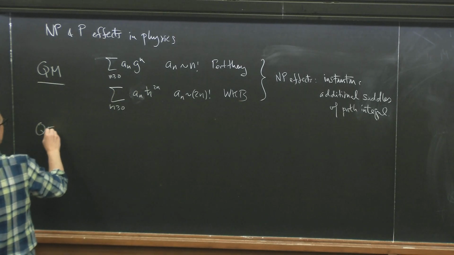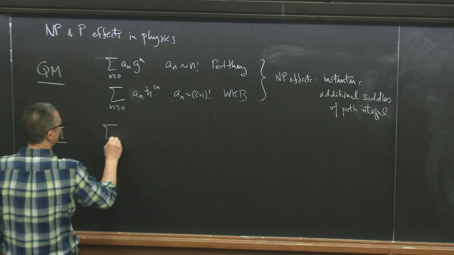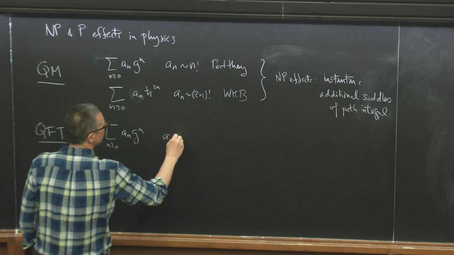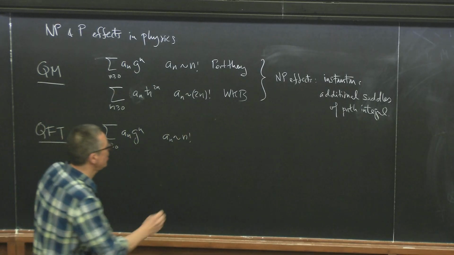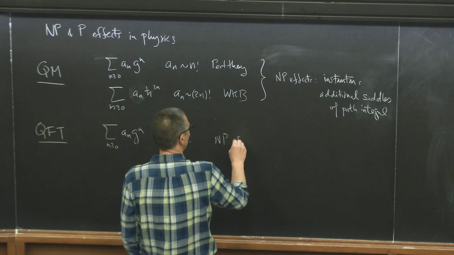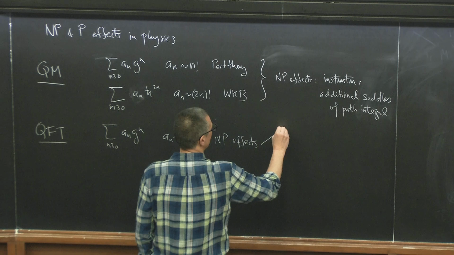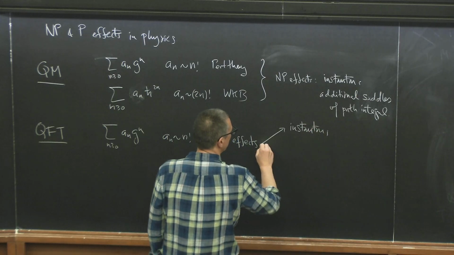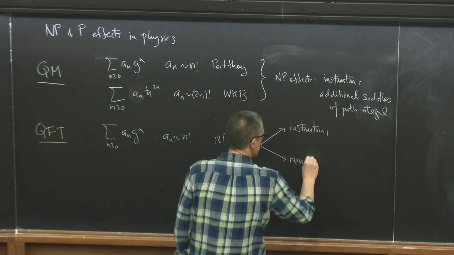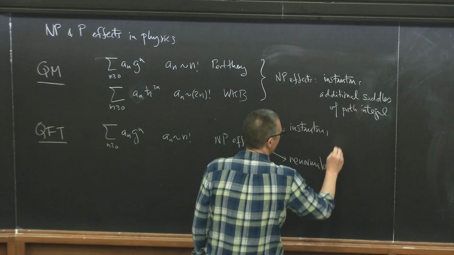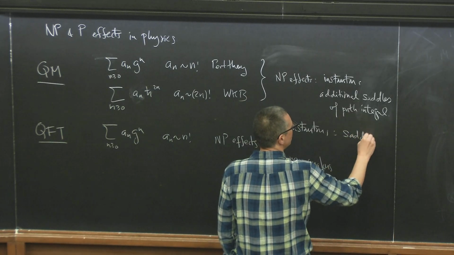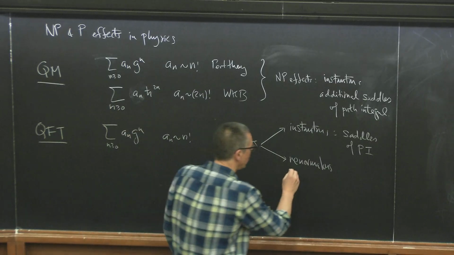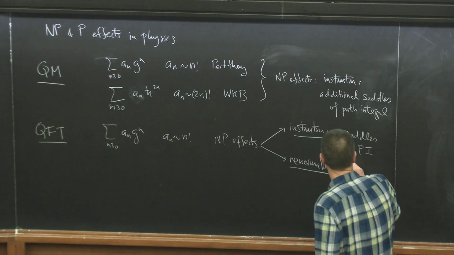Now, what happens in quantum field theory? Well, you have the perturbative series, okay? And again, the typical growth is like n factorial. And here, the non-perturbative effects can be of two types. You can have instantons, but what are much more common are renormalons. Here, instantons are related to saddles of the path integral, as in quantum mechanics. Now, renormalons are a little bit more subtle, so this is actually the default.